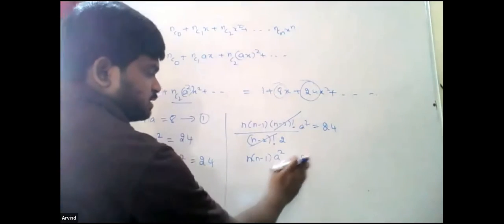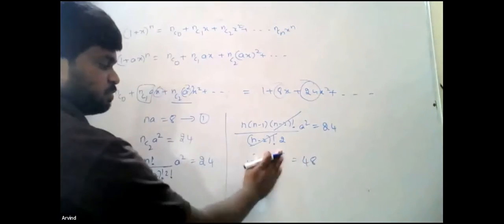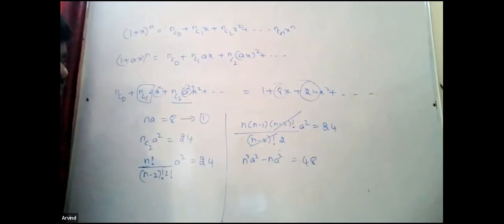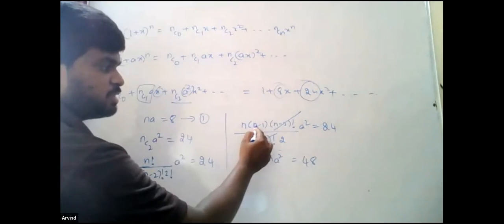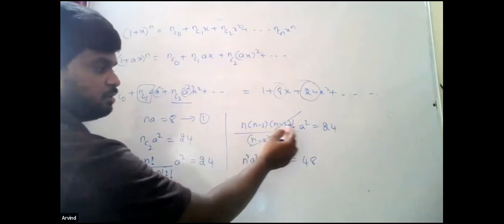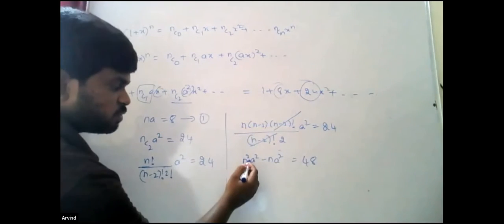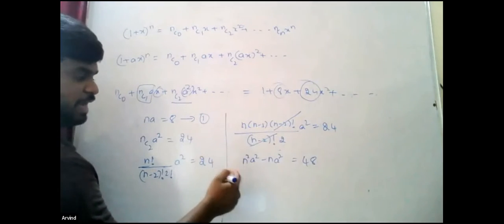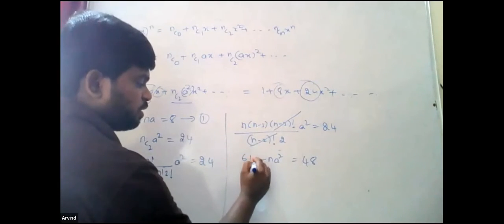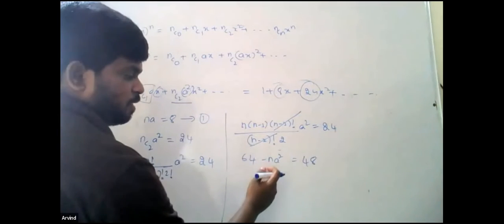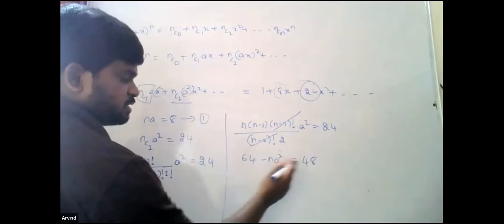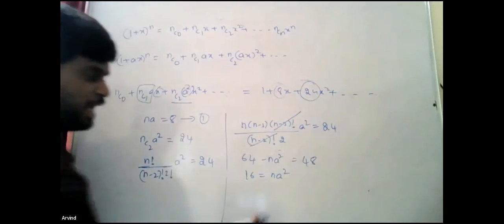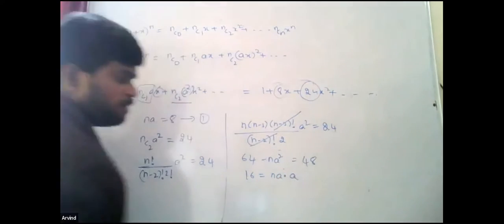If we send the 2 to the other side, 2 into 24 will become 48. Splitting it, you get n^2 a^2 minus n a^2. Here n into n is n^2 a^2, n into 1 is n a^2. This n^2 a^2 can be written as (na)^2. na is 8, so 8 squared, I can write 64. So shifting, na^2 to that side and 48 to this side, 64 minus 48 will give you 16. 16 is equal to na^2.